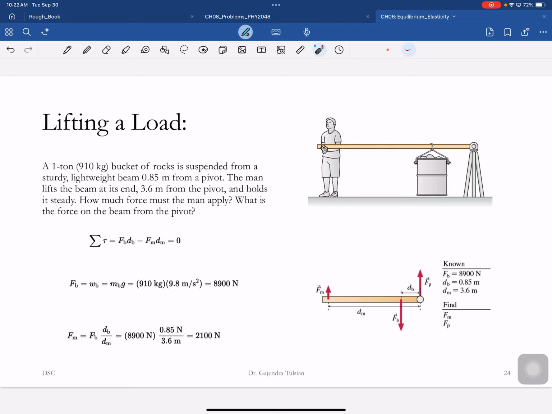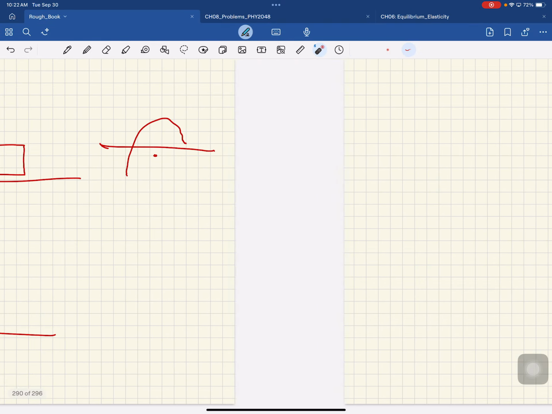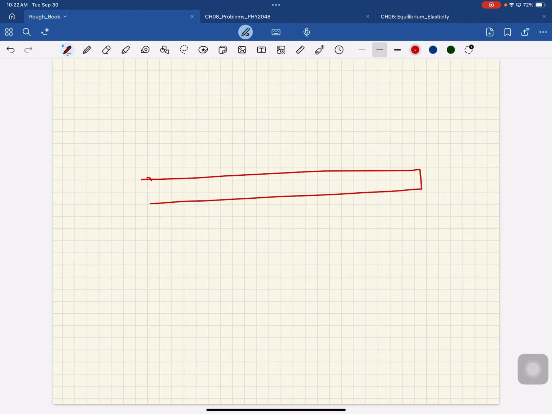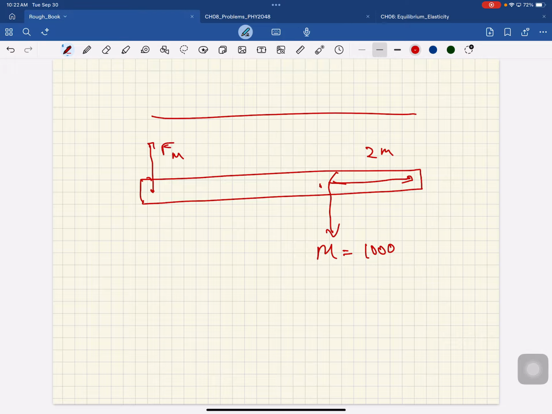The weight is the mass times gravity, but we'll ignore that calculation and do a simpler one, so you will understand this better. Here's the beam, here's the bucket, and let's say the mass of the bucket is 1,000 kgs. Let's say this distance is 2 meters, and this is the force that the man is applying, and this distance is 6 meters. And there's the pivot point.